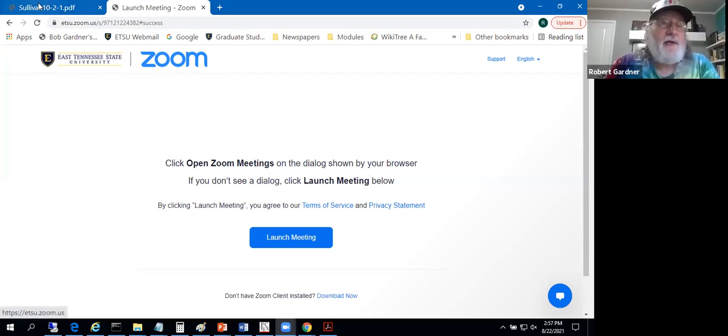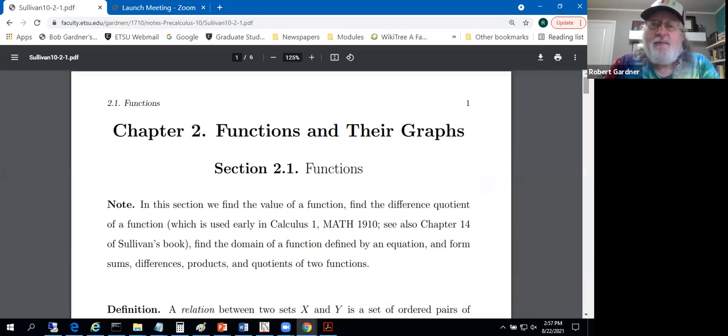On to chapter 2, functions and their graphs. Let's start with section 2.1 on functions. In 2.2, we'll concentrate on graphs. And in the remainder of the chapter, we'll build up a library of functions and add to the library on occasion. We'll do that the rest of the course.